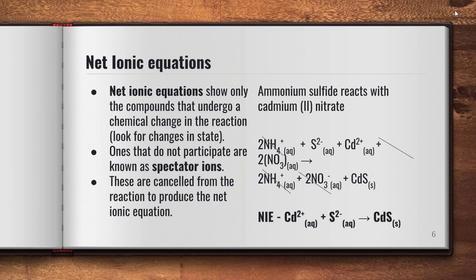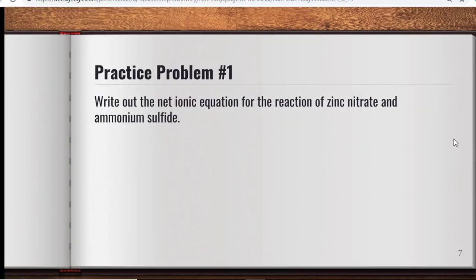Let's take a look at a practice problem and go through it together. So the question is very straightforward. It states to write out the net ionic equation for the reaction of zinc nitrate and ammonium sulfide. So our first steps are to write our reactants, predict our products, balance, and make our chemical equation. So let's go ahead and start off with writing our chemicals.